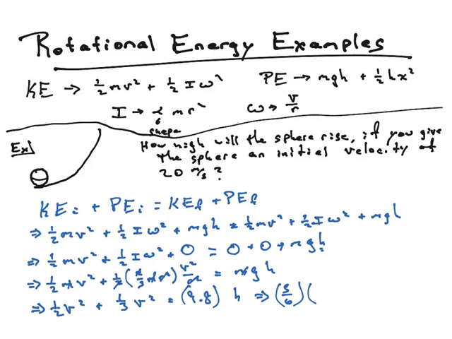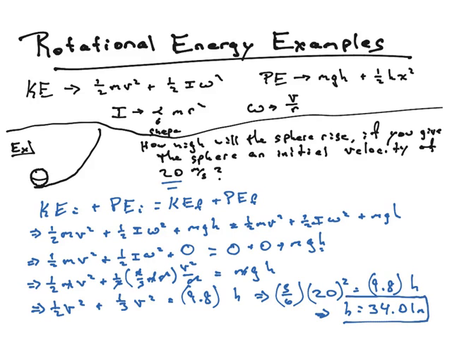But v, we know the initial velocity was 20. So I can go ahead and plug it in now. 5/6 times 20 squared is equal to 9.8 times h. So h, get out my calculator, I get 34.01 meters. And there we go.